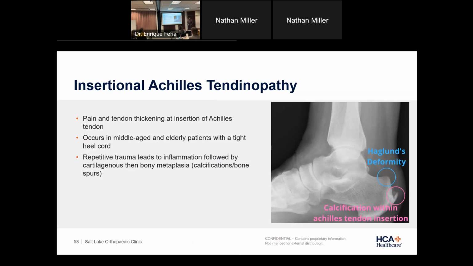calcifications on the back side of your heel bone, oftentimes associated with what we call a Haglund deformity, and that's just a protuberance of your heel bone. Some people have it, some don't. It's just the way you were made, and that can definitely cause symptoms to be a little bit worse as this is rubbing on the inside of your Achilles with motion.